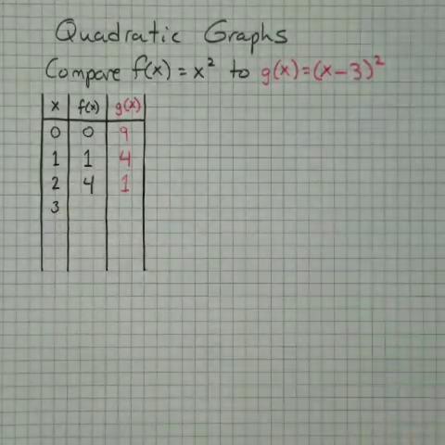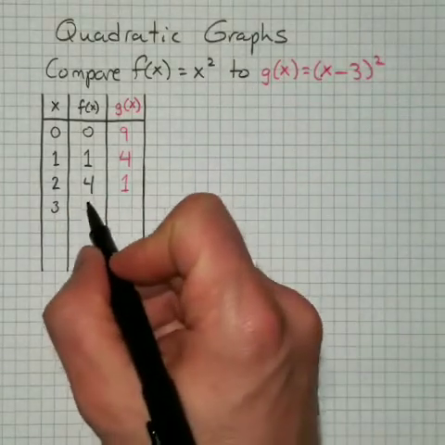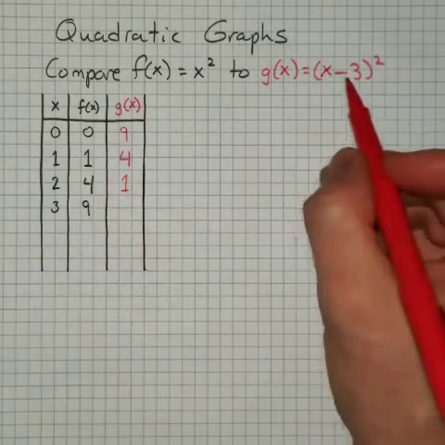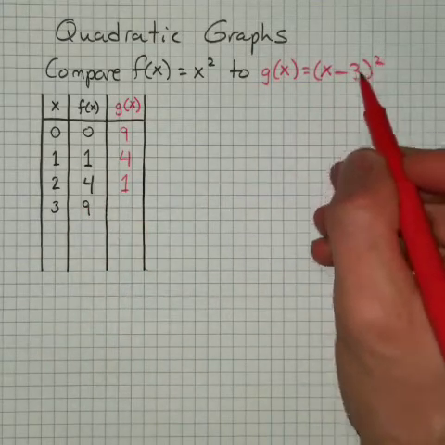Now we plug in the 3. 3 squared is, of course, 9. And plug in the 3 here. 3 minus 3 is 0. 0 squared is 0.